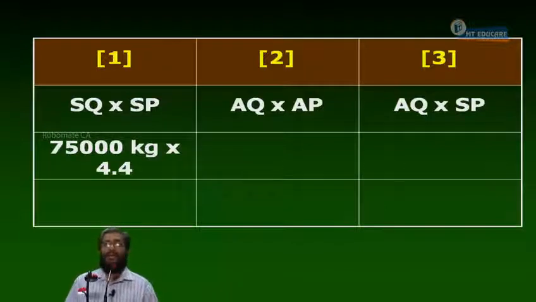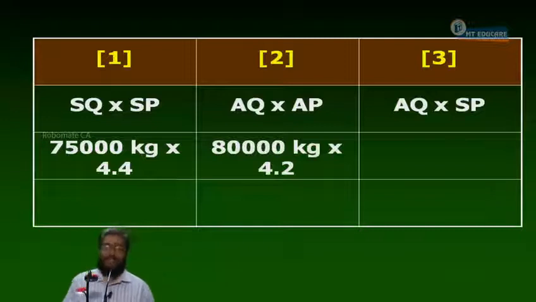Now, next, second column, please take the calculator. What is AQ into AP? The cost of actual material purchased and used is how much rupees here? 3,36,000. That is AQ into AP. In which I paid how much rupees to purchase it? 4.2. Please divide and tell me, 3,36,000 divided by 4.2 gives you how many kgs?